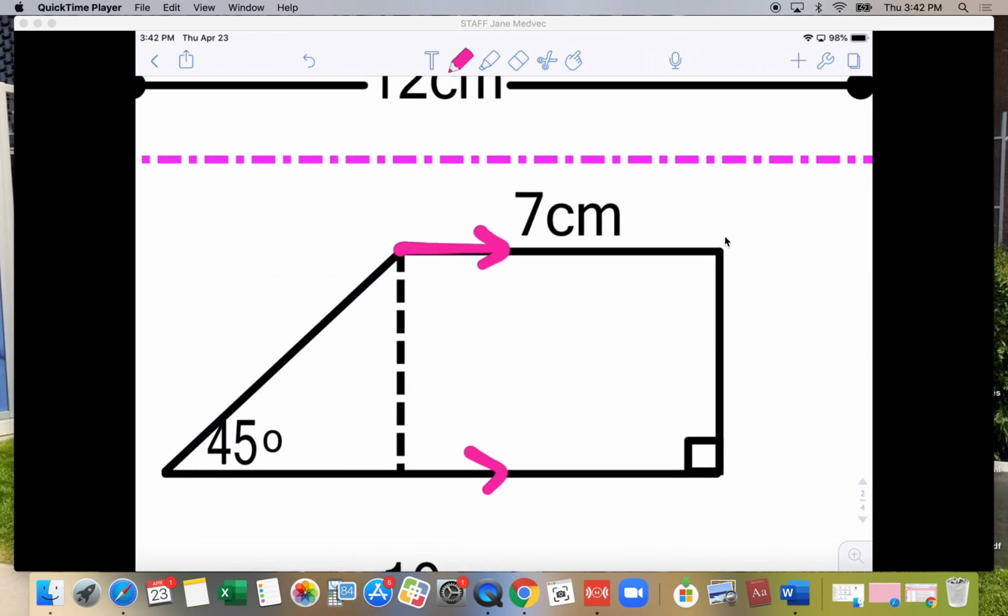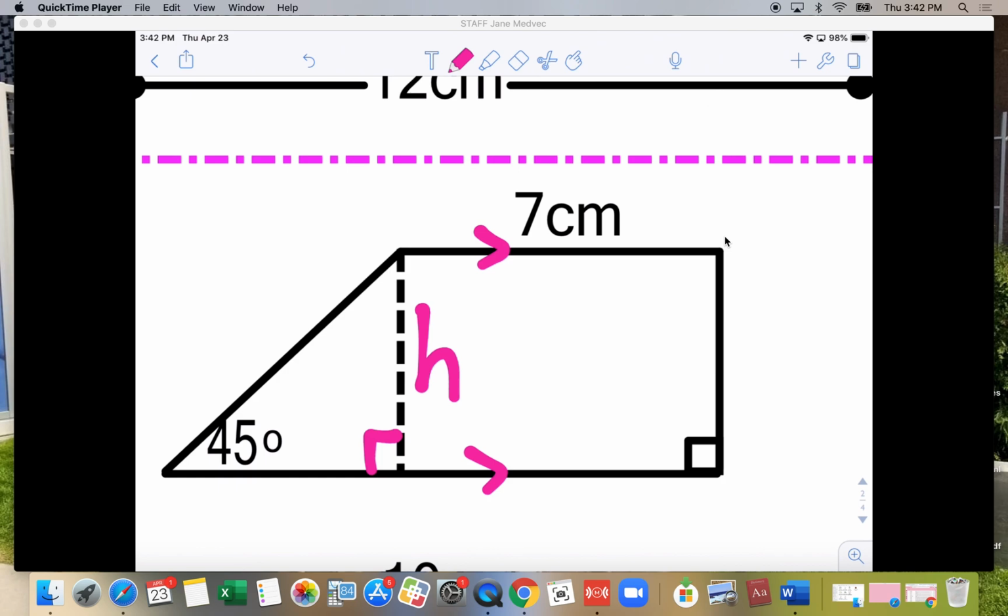Again, 7 is from here to here. 10 is from here to here. Now, we've got a little bit of a problem because I don't have the H, and that is something that I need. But you will notice that I have a 45-degree angle and I have a right angle here. So this tells me that I can do the 45, 45, 90, or I can do trig. Either way is fine. You'll get the same answer.